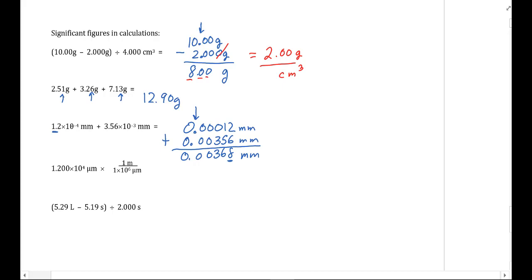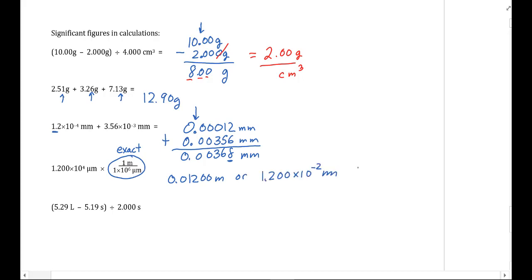The next example looks like it might reduce to 1 sig fig, but don't forget that the metric conversions like this are exact conversions, meaning that there are exactly 1 times 10 to the 6 micrometers in a meter. It's not 1.01 micrometers or 1.02 times 10 to the 6 micrometers. It's exactly 1 by definition. So this number works out to be 0.01200 meters, or you could write that in scientific notation.